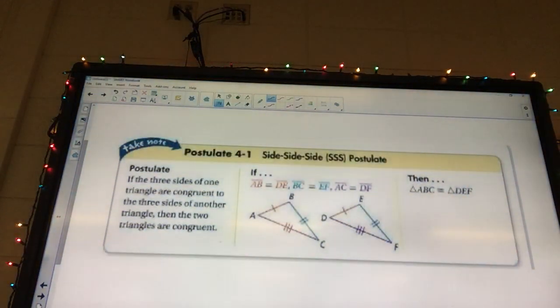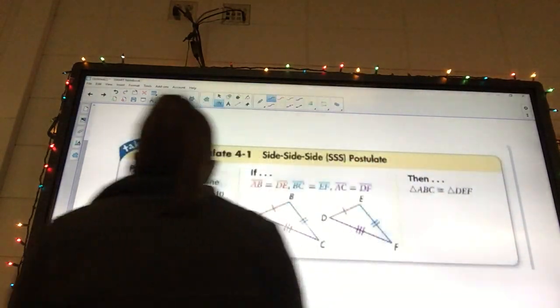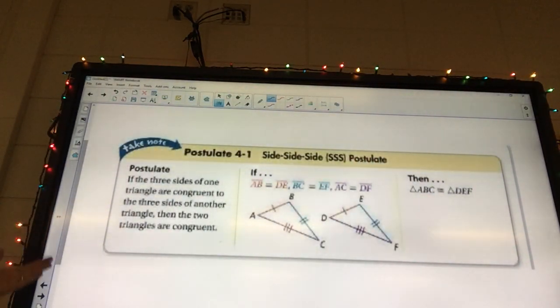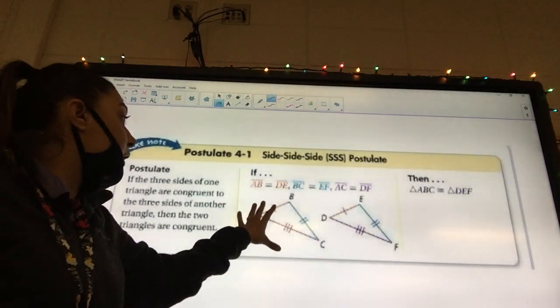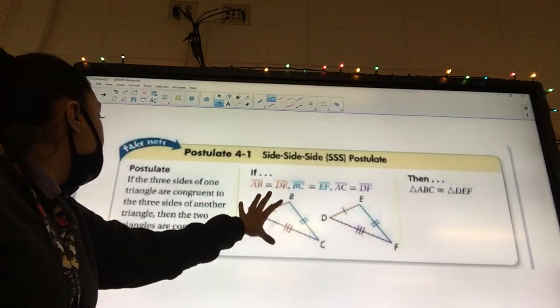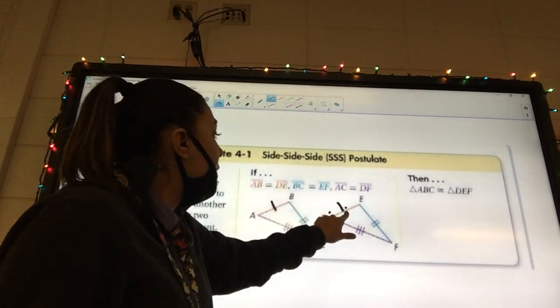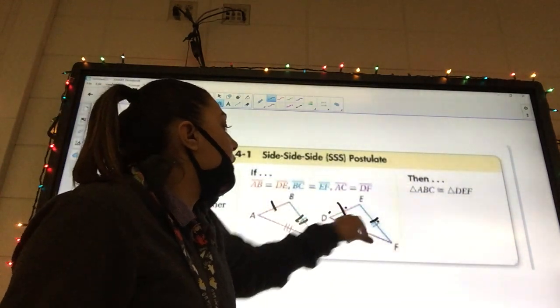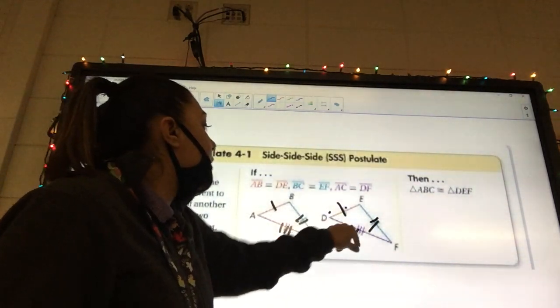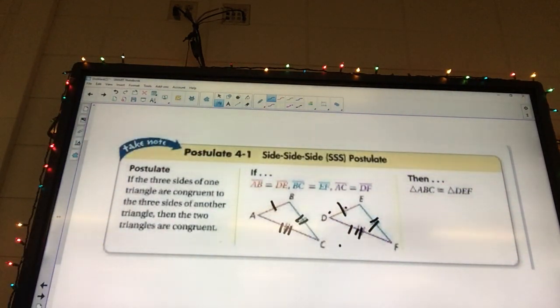No. So we have this side, side, side postulate, okay? And what the side, side, side postulate says is, if the three sides of one triangle are congruent to the three sides of the other triangle, meaning we have one tick mark, two tick marks, three tick marks, then the two triangles are congruent. So if you know all three sides are congruent, then you know the two triangles are congruent. And that's kind of a given.